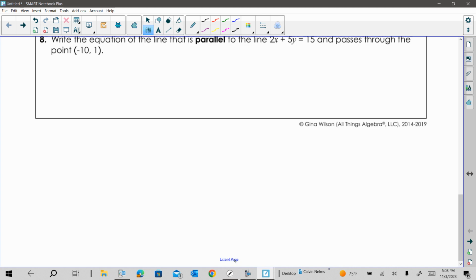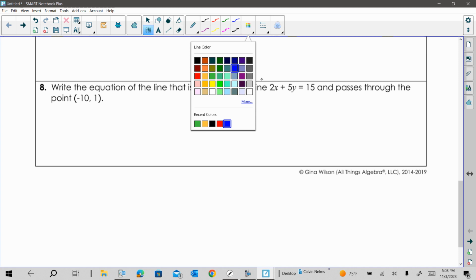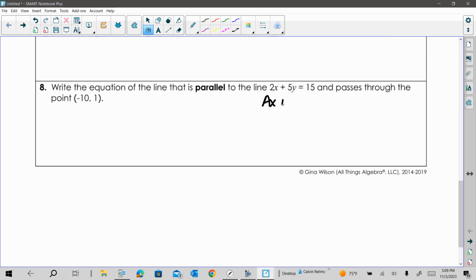Now, on Friday we talked about a shortcut here. If it's in standard form, so this is saying ax plus by equals c, to get the slope in standard form, all we have to do is negative a over b. So hopefully we see that our a is 2 here, our b is 5. So when I substitute this in, it will be negative 2 over 5. That is the slope. And for the parallel, it's going to be the same slope.